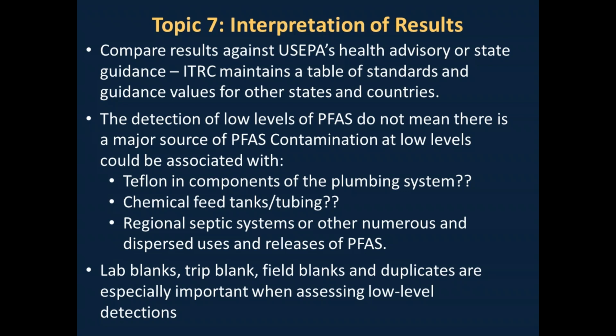We also explain in the primer that the detection of low levels of PFAS doesn't mean there's a major source of contamination, that there could be contamination from within the plumbing system. There's a lot of fluorinated components in the plumbing system that could be sources of very low levels of PFAS. Even some of the chemical feed tanks and tubing are known to be made of Teflon because of their chemical resistance, and the impact of that on low levels in water is not really understood, but because it's there, it's a potential source. And also, there are other regional and more diffuse sources of PFAS that could be causing low levels.